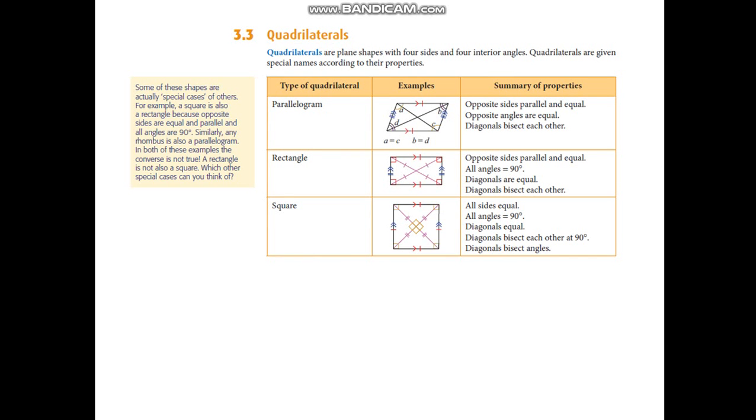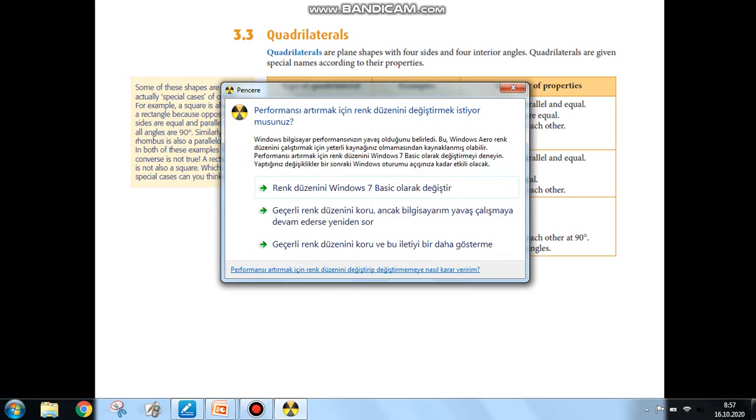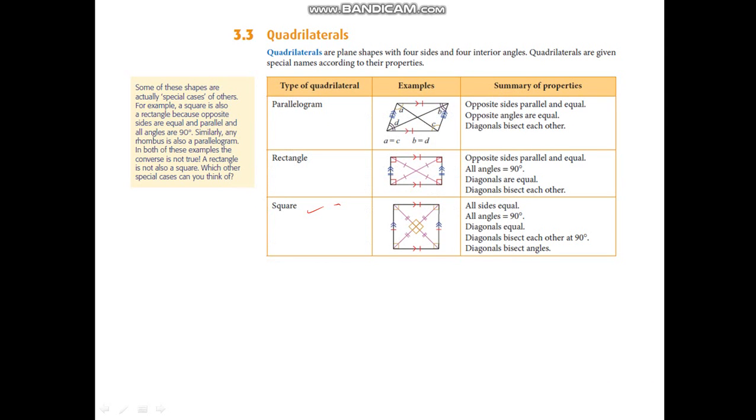3.3 Quadrilaterals. What are quadrilaterals? Plane shapes with four sides. Don't forget, and four interior angles. Each quadrilateral has four interior angles. Quadrilaterals are given special names according to their properties. Types of quadrilateral. The first one is the parallelogram. What is a parallelogram? As you see, opposite sides are parallel and equal. These two opposite sides are equal and parallel, and also these opposite sides are parallel and equal.